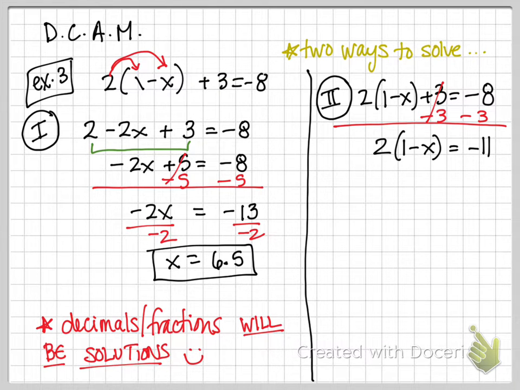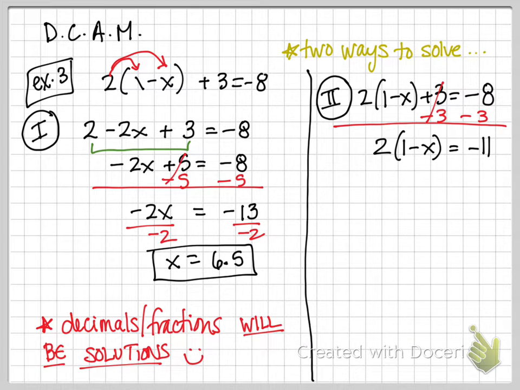In this method, what we could do rather than distributing is divide, because technically what does this 2 mean? 2 times. We could do this inverse operation right here. Divide by 2, divide by 2. Sometimes this is more helpful. It depends on the problem.